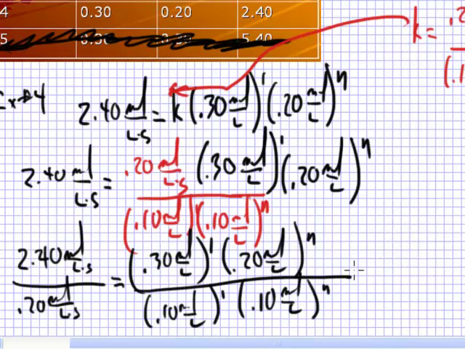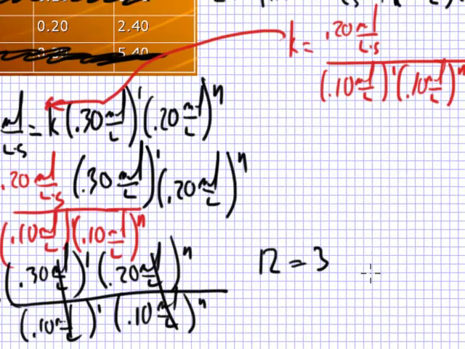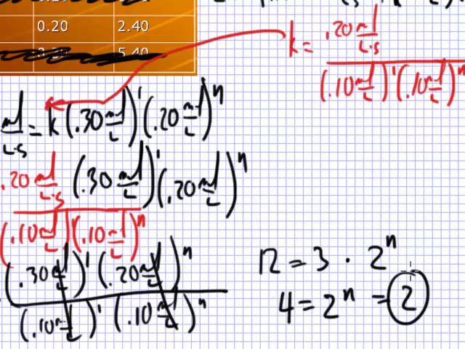So let's crunch all this down. Moles per liter second cancel out, moles per liter to the 1 cancel out, moles per liter to the n cancel out, and here's what we end up with. 2.4 divided by 0.2 is 12. 0.3 divided by 0.1 is 3. 0.2 divided by 0.1 is 2. So that means 12 is equal to 3 times 2 to the n power. So 12 divided by 3, which is 4, is equal to 2 to the n power. So n has got to be equal to 2. So it's second order in B.